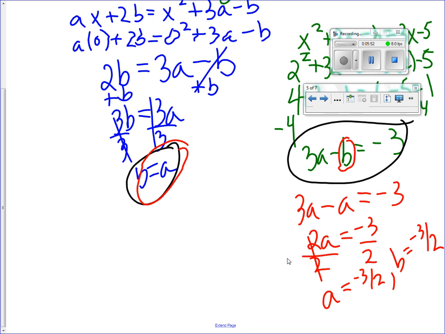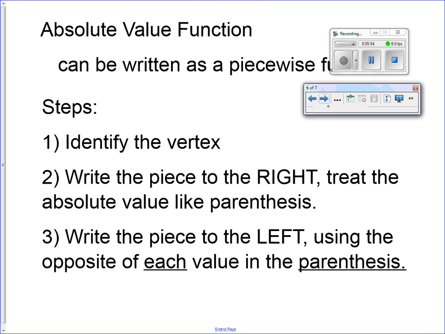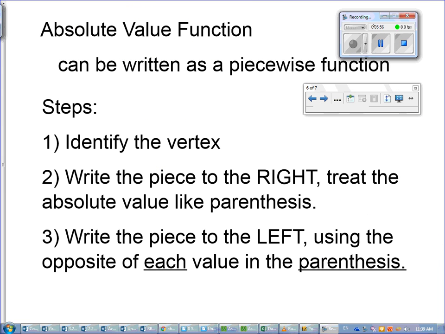Lastly, we're going to talk about absolute value functions. Absolute value functions, they're coming up right now because they can be rewritten as piecewise functions. That's actually going to be a very helpful skill when you take calculus. A lot of times calculus problems will present absolute value functions, and the only way they can be analyzed is by turning them into piecewise functions.